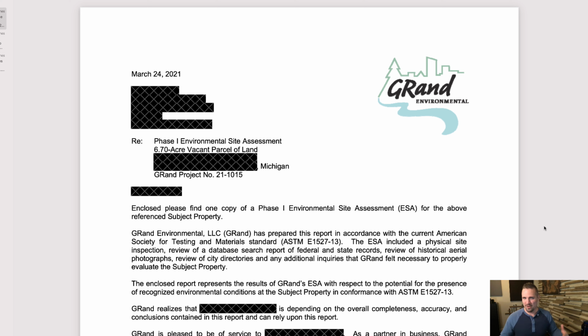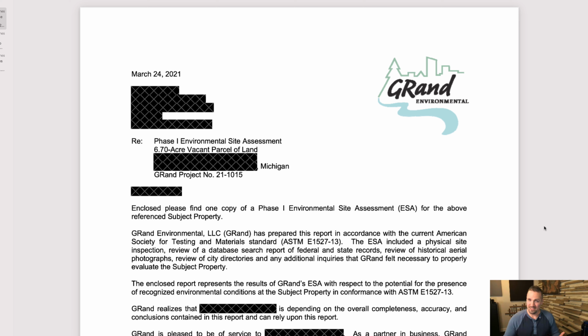A Phase 1 is that first initial step where you hire an environmental consultant to go out and look at the property and look at a lot of public records and records of properties in the area, the adjoining properties, just to make sure that, when we visit the property, we don't see any obvious signs of contamination. And when we look at the historical records, nothing about this leads us to believe that this property has ever been contaminated in any way.